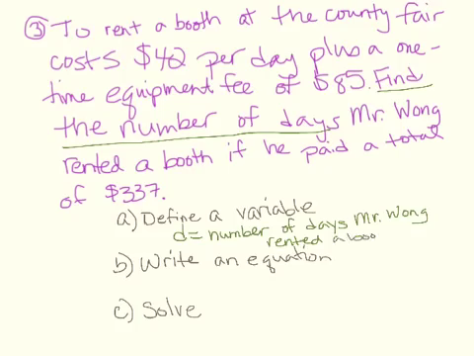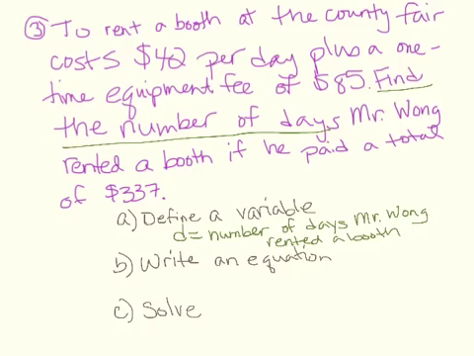If on your quiz or test you put just days, you'll probably get half credit. If you put number of days, you'll get full credit. If you put number of days Mr. Wong rented a booth, you'll get full credit and you'll make your teacher happy. So just be as specific as you possibly can.